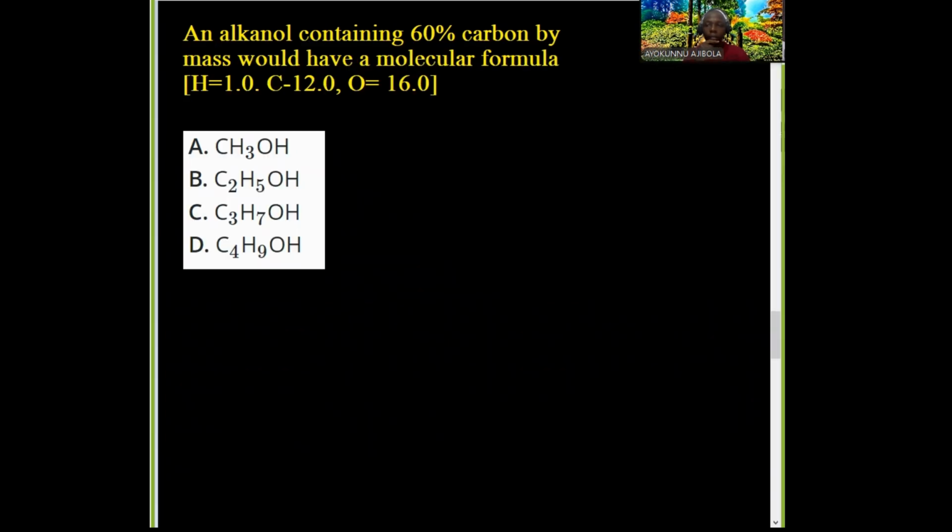The answer is B, right? So how did you get B? 60% carbon by mass would have a molecular formula H plus 1, C is always 60. I just know it's big, but I don't know the answer.